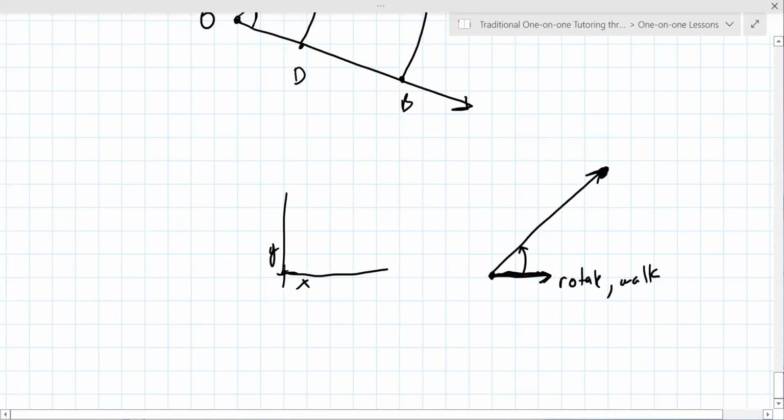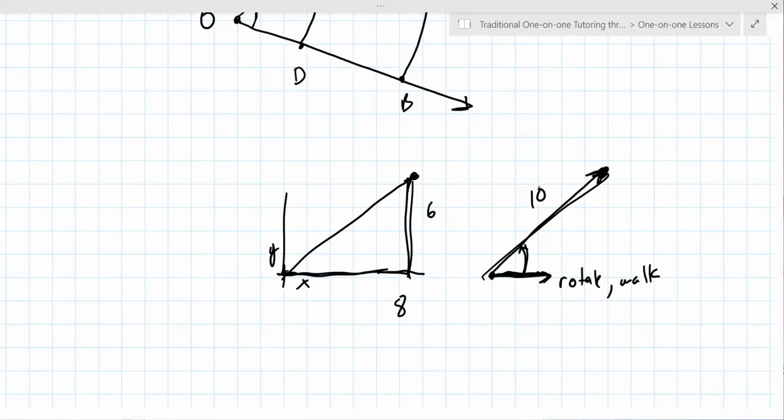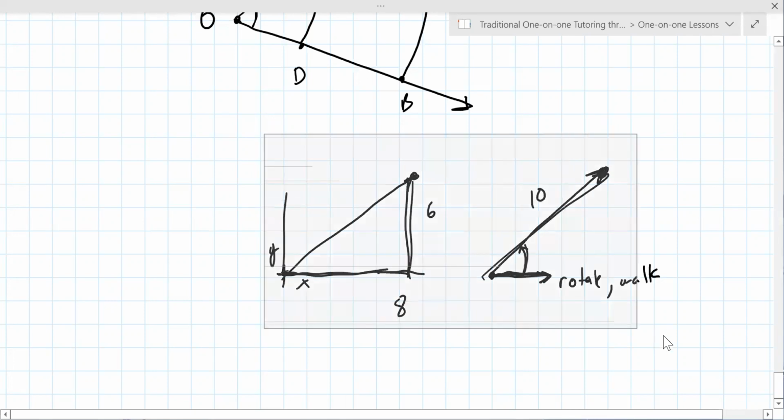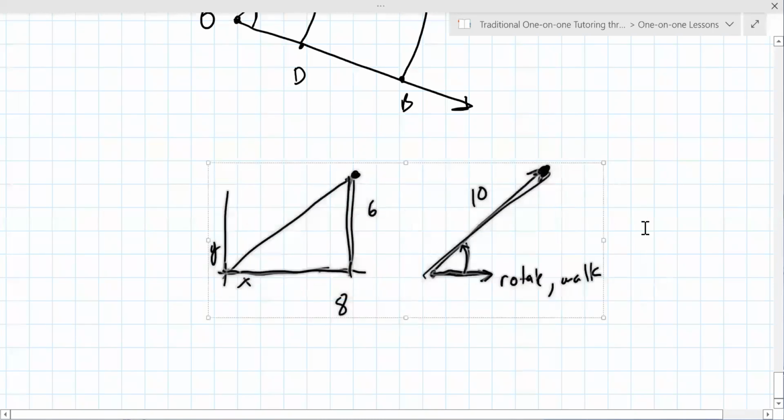Can I also get you to there by saying go 8 right and 6 up? So you could get there by going 8 right and 6 up, or I can rotate you and then say walk, in this case 10. This is actually a really fun exercise to do. So angles are the rotation. They're how much you are spinning before you walk in a certain direction.